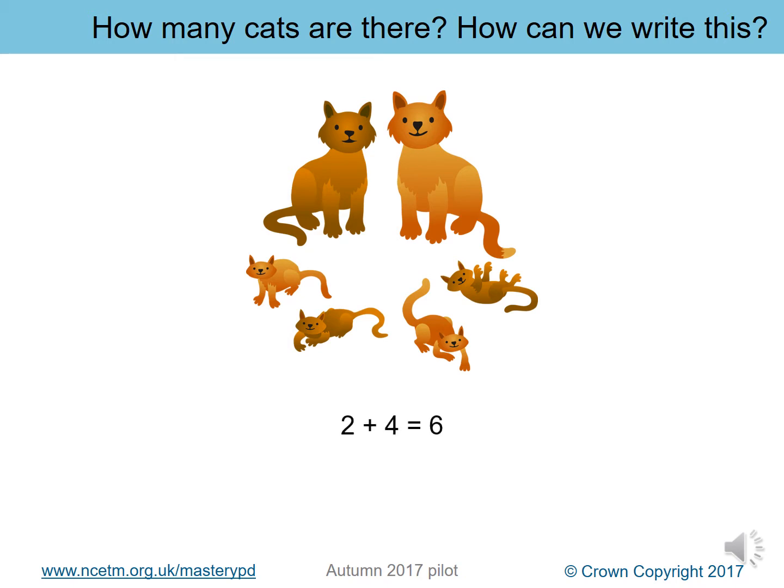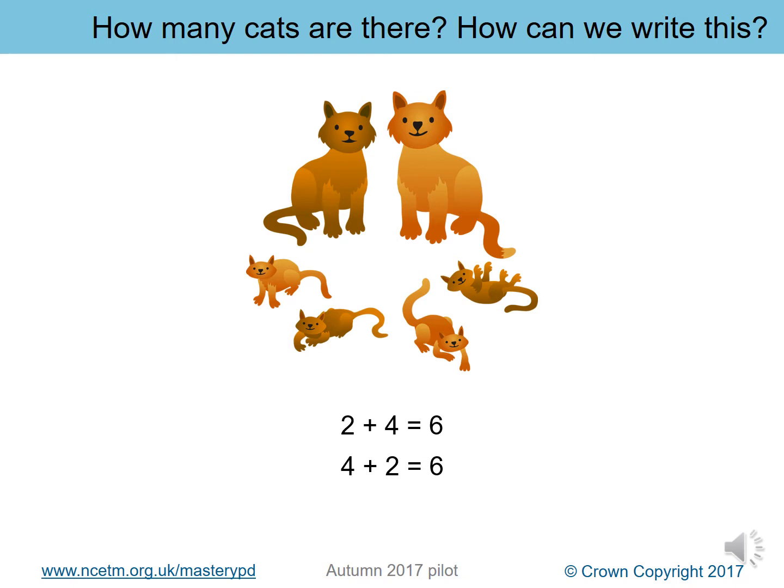So here we have 2 add 4 equals 6 because we've got 2 large cats, 4 small cats and 6 altogether. But we could also have written it like this: 4 add 2 equals 6 because we've got 4 small cats, 2 large cats, which equals 6 in total. So it doesn't matter which way we write it, it gives us the same answer. We're just switching those numbers around.